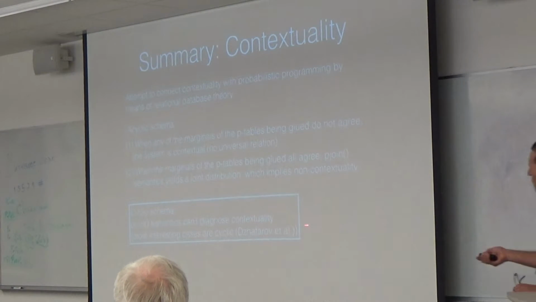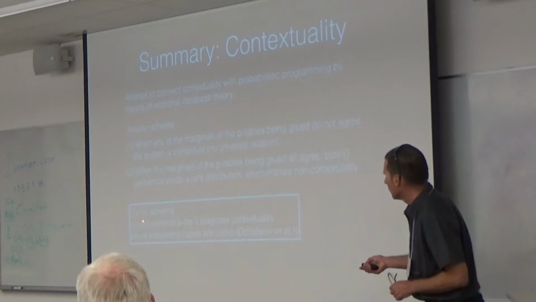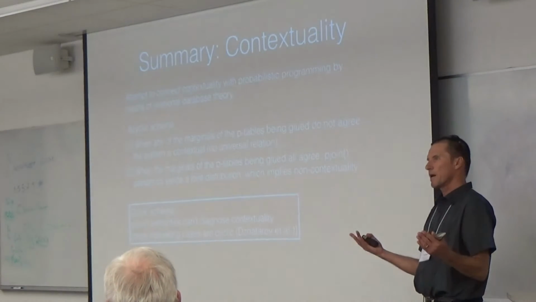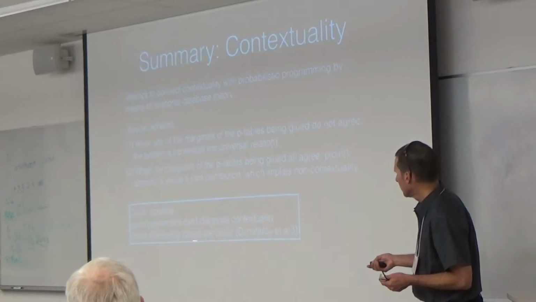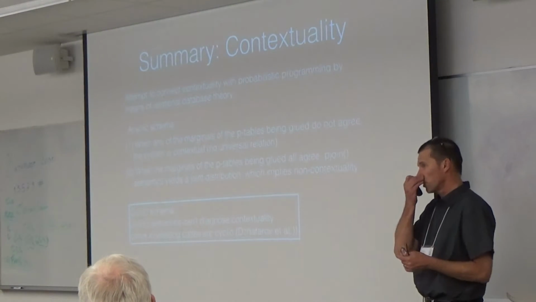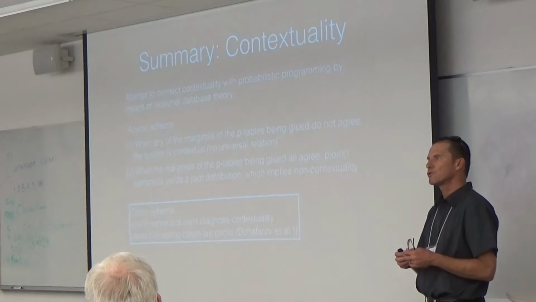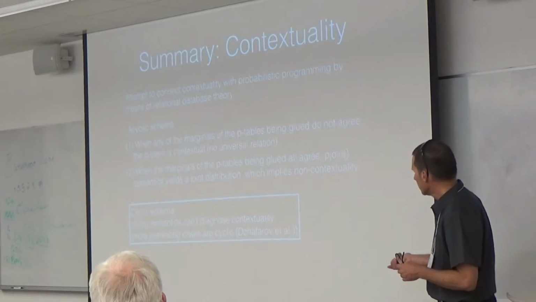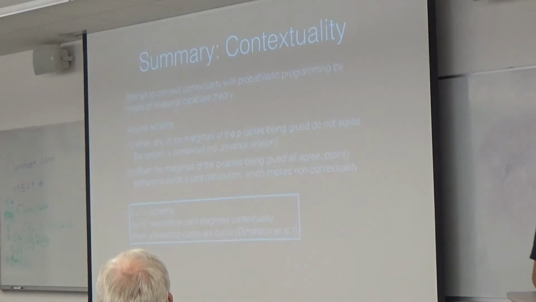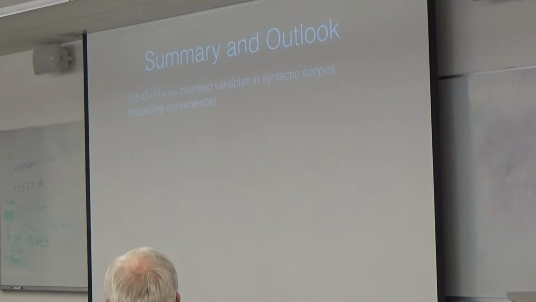The other case is when you've got the cyclic schema. Currently the semantics can't diagnose contextuality, so that's unfortunate. And it's doubly unfortunate because, as we saw earlier, most of the interesting cases in contextuality deal with cyclicity. So we haven't got very far using relational database theory.